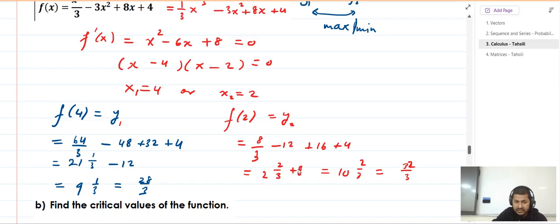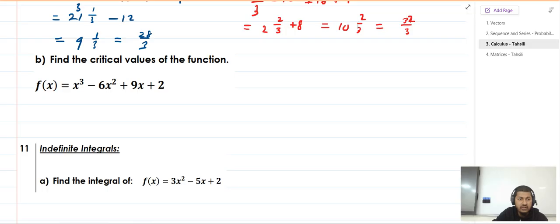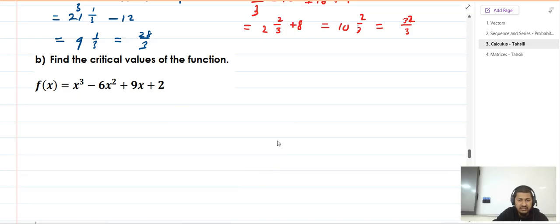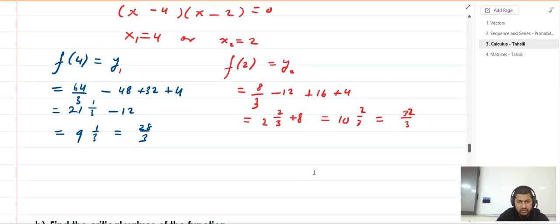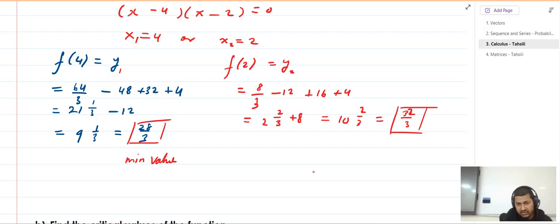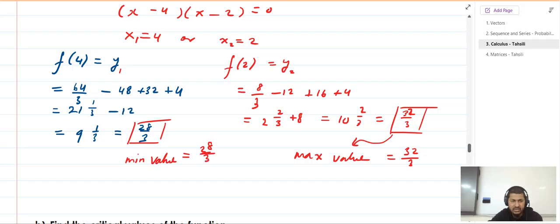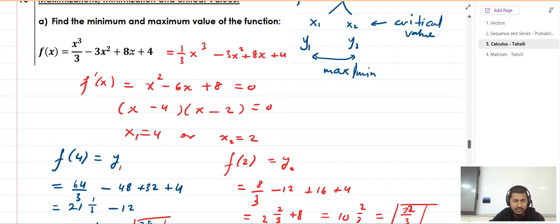20 minus 12 is 8. Right, next problem, same. Find the critical value. Now we need to figure out which one is minimum and which one is maximum. So 28 over 3 is definitely the minimum value, and 32 over 3 is a bigger value, so this is definitely the max value. Max value is 32 over 3, minimum value is 28 over 3. So there is a big difference between critical points, critical values, and maximum and minimum values.